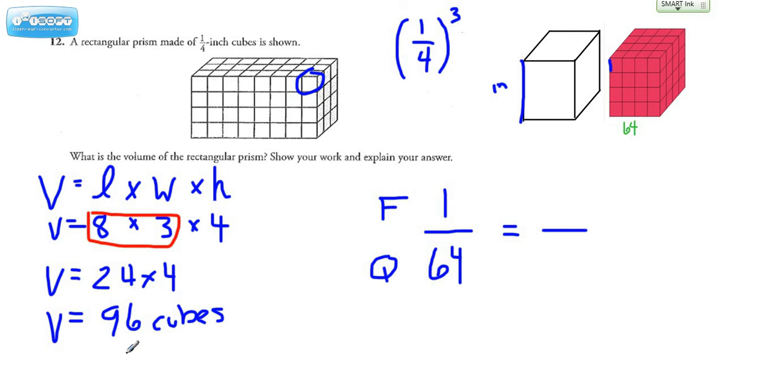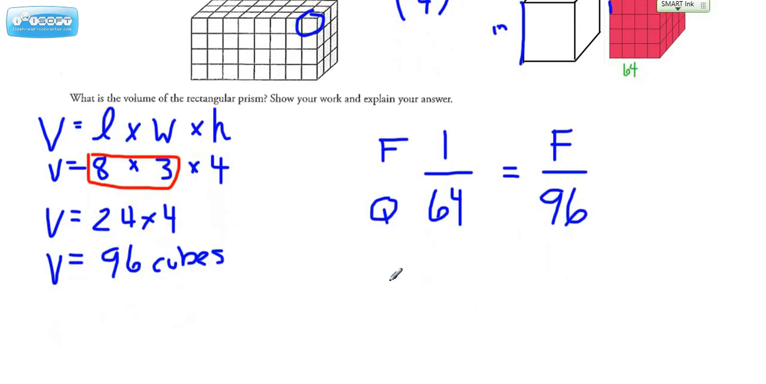All right, now we got 96 cubes, right? 96 cubes. But were those full inch or quarter cubes? And the answer is they're quarter inch cubes. So let's put that number right here on the bottom, quarter inch. And we want to know how many full inch cubes that is. So we can use cross products here. 1 times 96 is 96.